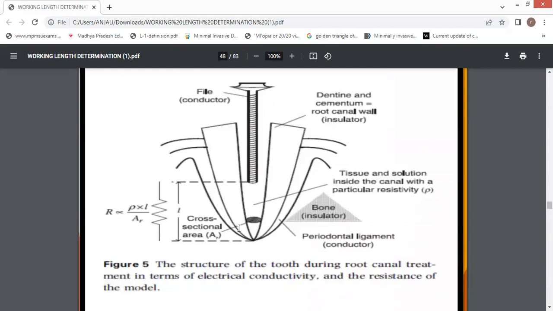In this figure, you can see the structure of the tooth during root canal treatment in terms of electrical conductivity and the resistance of the model.